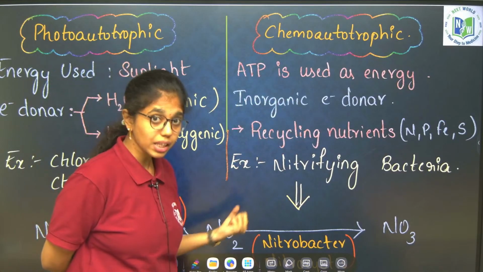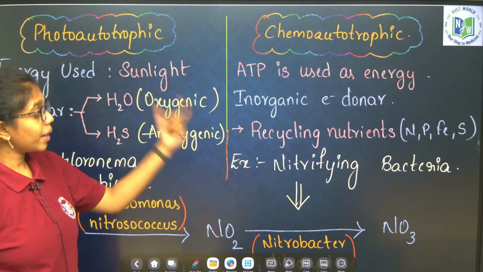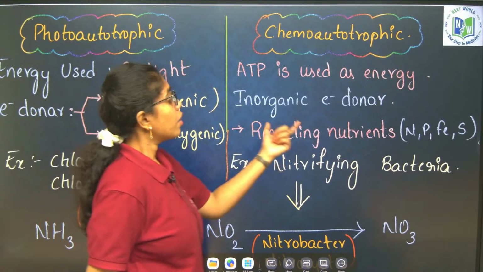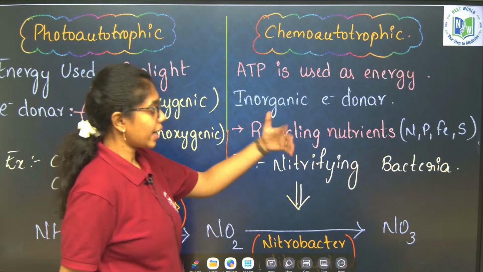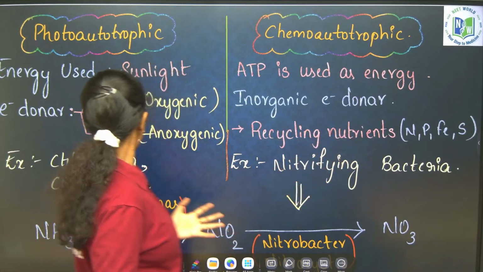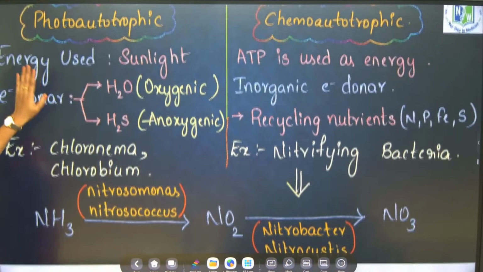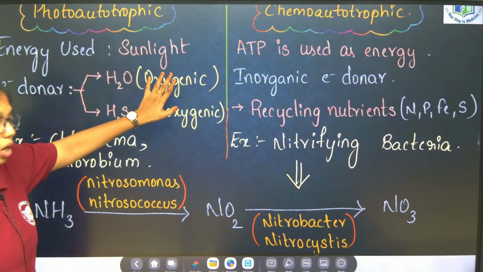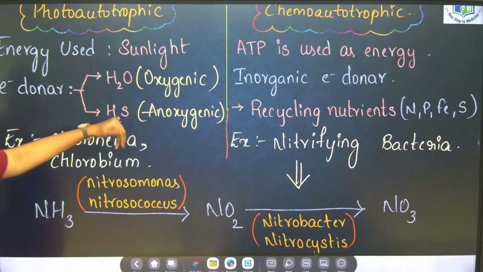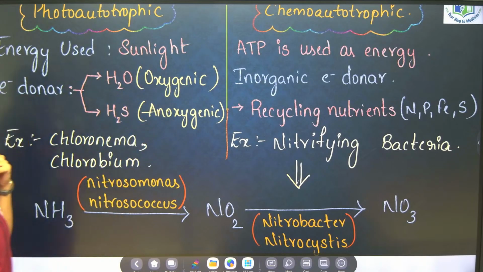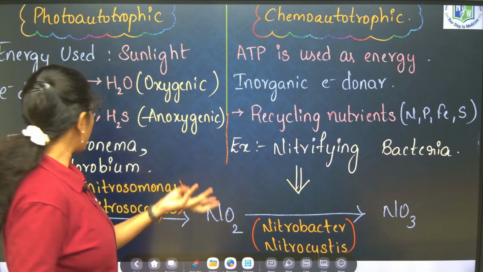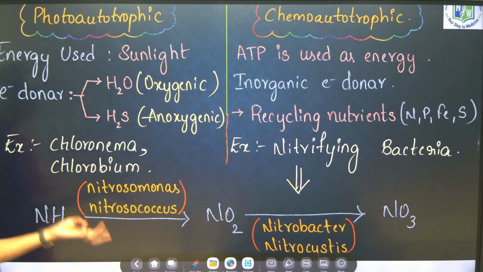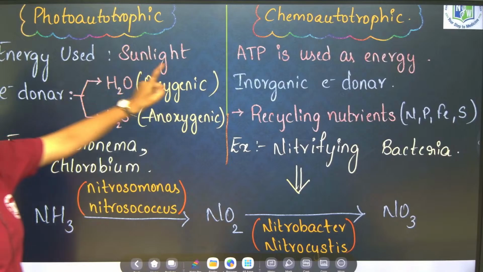As they utilize inorganic electron donors, they play a crucial role in recycling nutrients like nitrogen, phosphorus, iron and sulfur. The electron donor is water if it is conducting oxygenic photosynthesis, H2S if it is conducting anoxygenic photosynthesis. Examples for photoautotrophic nutrition include Chloronema and Chlorobium.